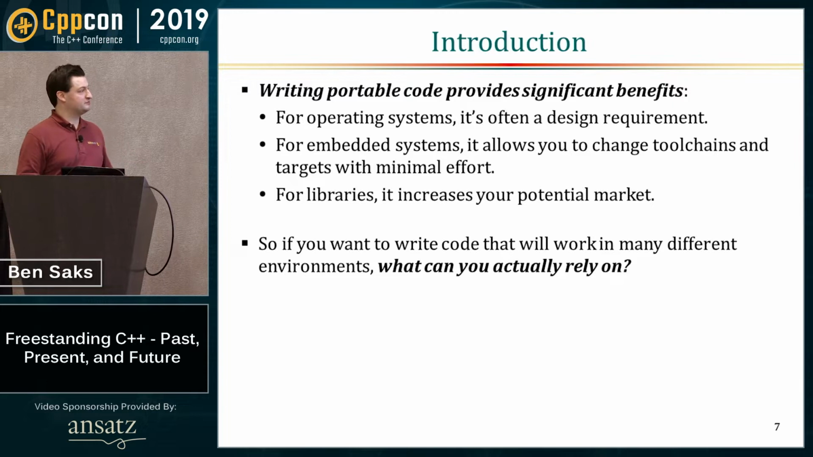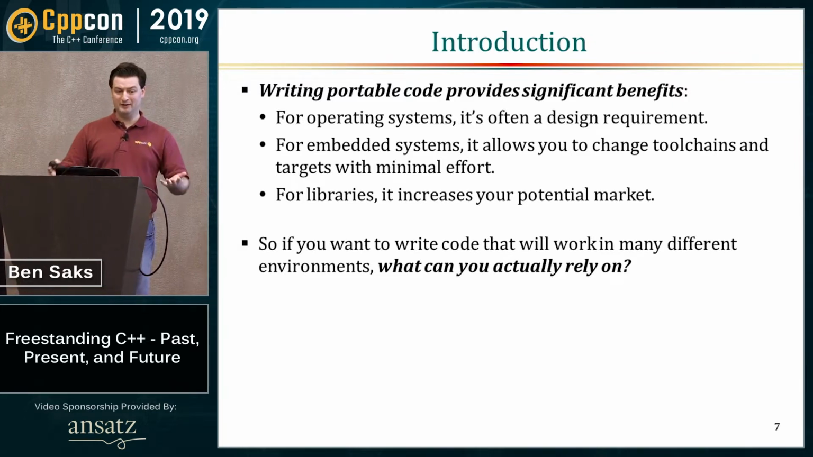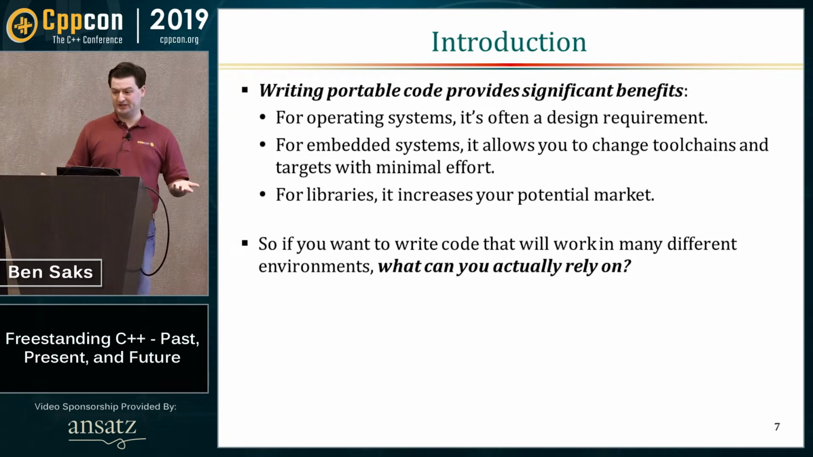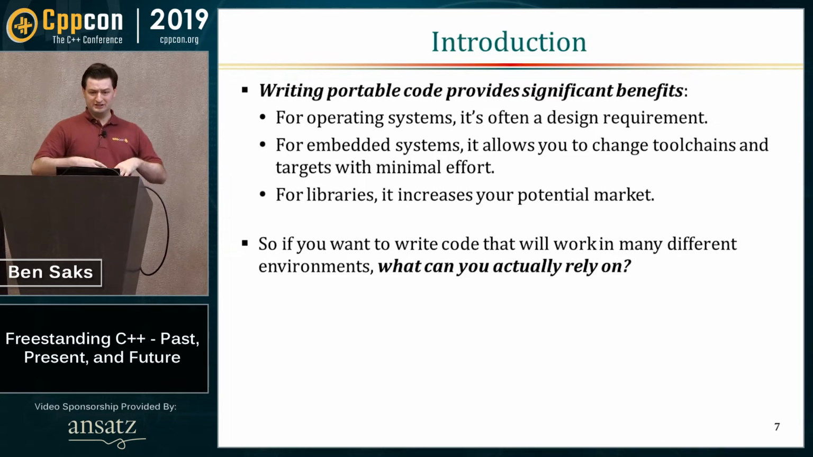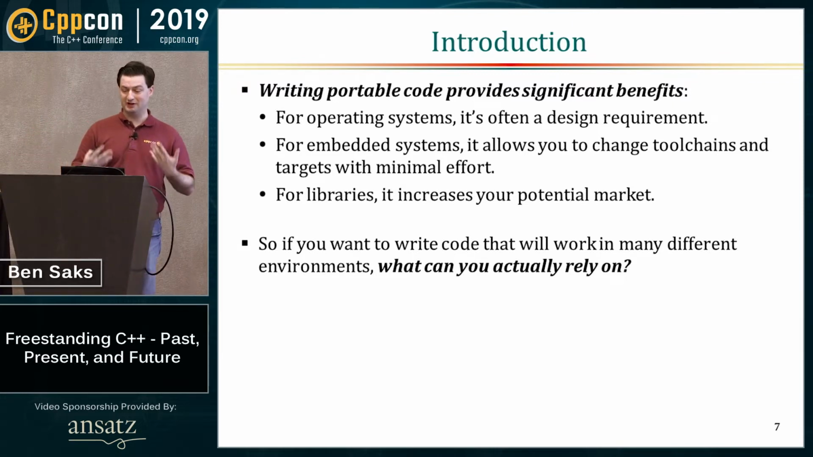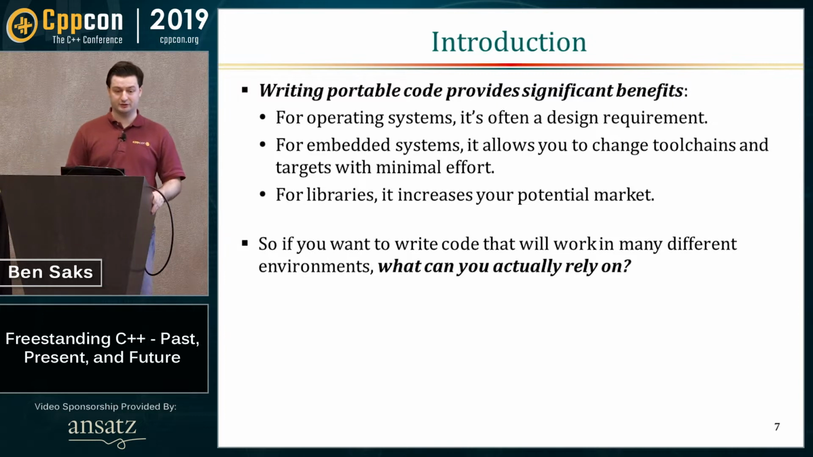For libraries, if you're a library vendor, and you can write your library in such a way that it's portable to one of these restricted environments, then that increases your potential market. So these are all useful things that you might want to do. But the question is, if you're trying to write code for this sort of restricted environment, I've just given you some examples of parts of the standard library that you can't rely on. So what parts of C and C++ can you rely on in that sort of situation?